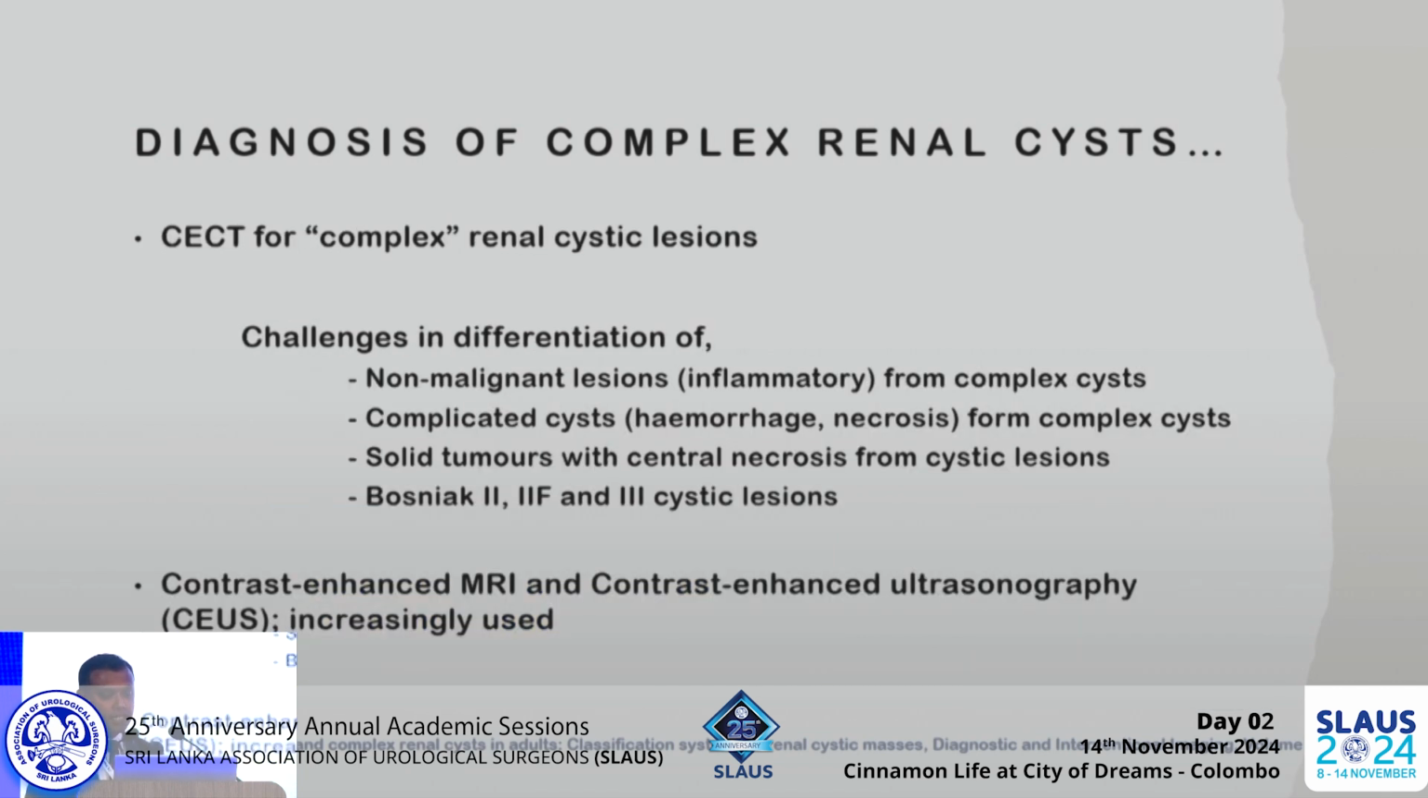So when you get a complex renal cyst, despite having all the modern imaging modalities, we still do have a challenge. The main challenges are to differentiate non-malignant lesions from malignant lesions, particularly the inflammatory lesions. It's quite a difficult task at times. And then we have the cyst with complications such as hemorrhage and differentiating from complex cyst. And sometimes the solid tumors with central necrosis can also interfere with our interpretation. And obviously the Bosniak 2, 2F and 3, there's a subtle difference, and sometimes even the best radiologist will find it difficult to point out exactly what it is. Therefore, the contrast-enhanced MRI and the contrast-enhanced ultrasonography have been increasingly used to get further details about this cyst.